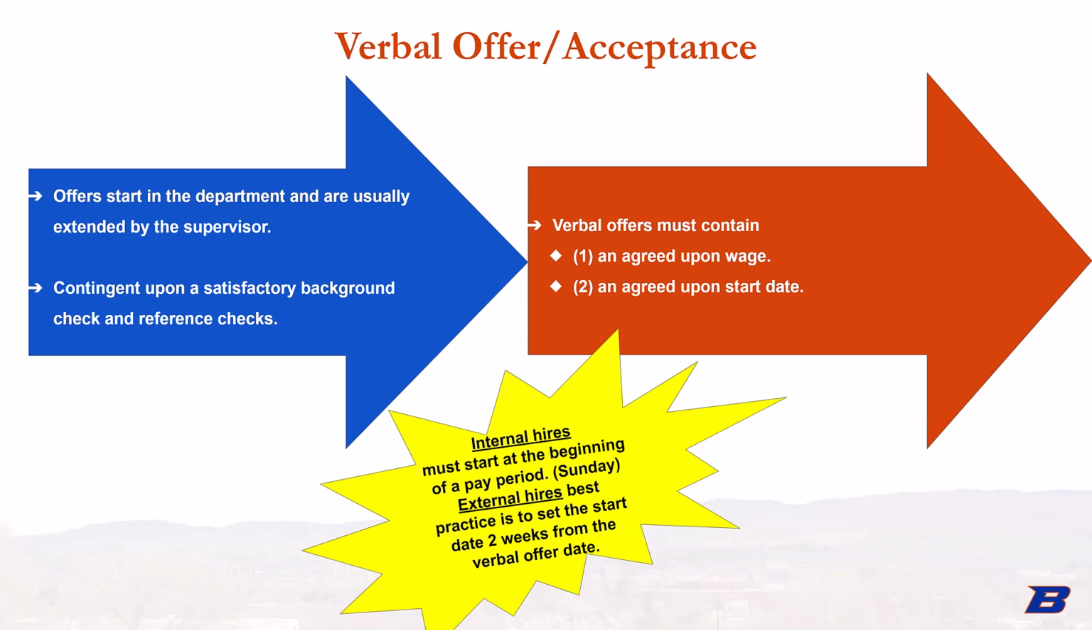So when setting your start date, keep in mind that any internal current Boise State employees must always start their new position on a pay period begin date. This is always going to be on a Sunday, and it's especially important for student employees who are moving into a staff position. The start date for their staff position must fall on a pay period begin date, regardless of when they're separated from their student appointment. For external hires, it's best practice to set their start date 2 weeks from the time of the verbal offer.